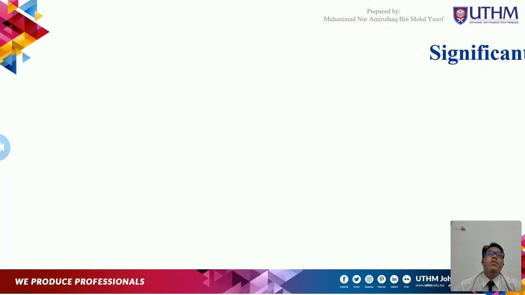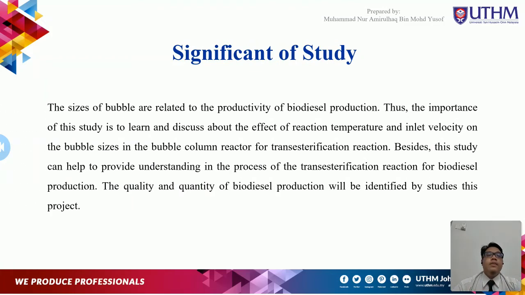Next, we continue for the significance of the study. The size of bubble is related to the productivity of biodiesel production. Thus, the importance of this study is to learn and discuss the effect of reaction temperature and inlet velocity on the bubble size in the bubble column reactor for transesterification reaction. Besides, this study can help to provide understanding of the process of transesterification reaction for biodiesel production. The quality and quantity of the biodiesel production will be identified by studying this project.